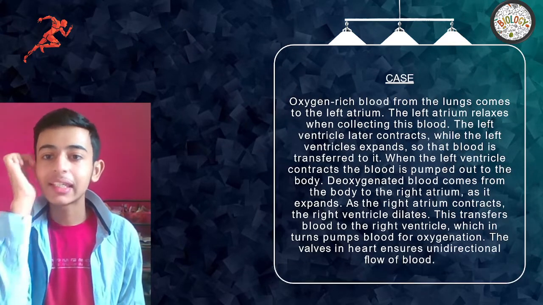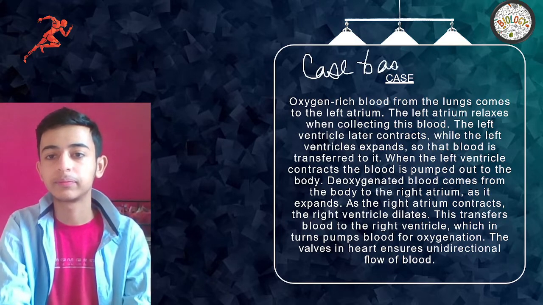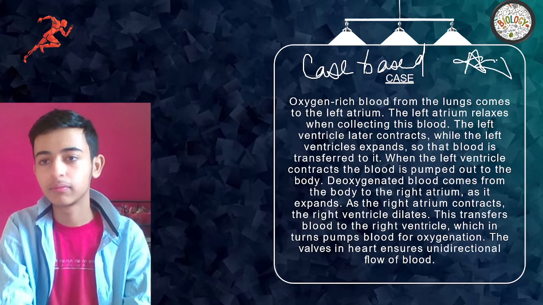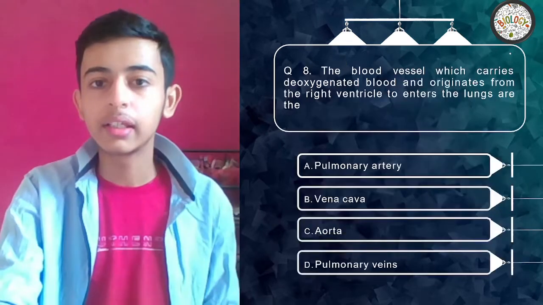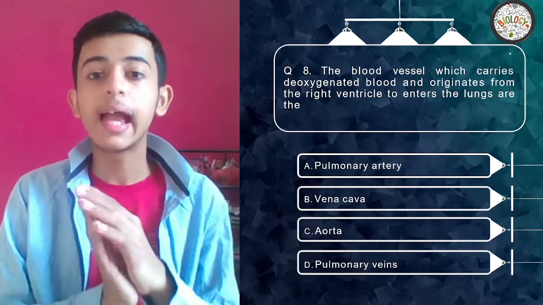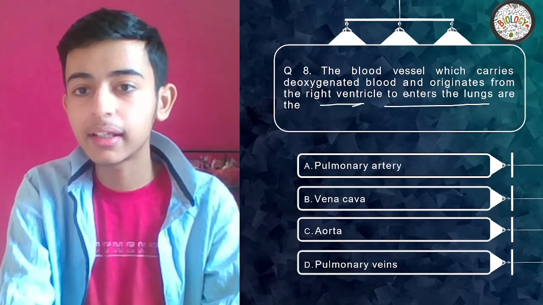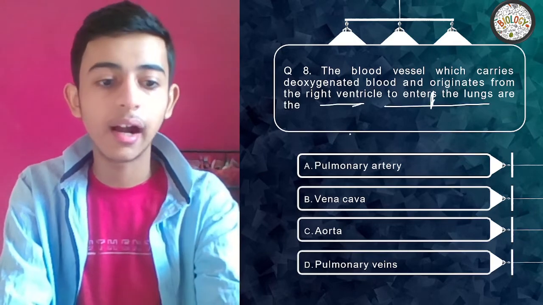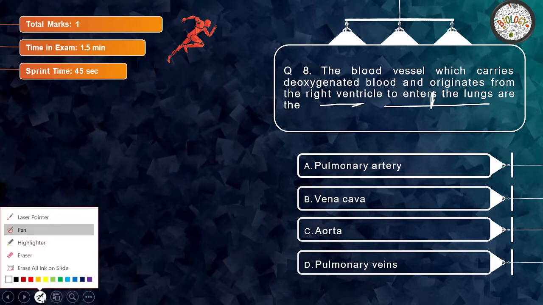Okay, we have a case study based question now. Case based, super important. Super important. So please pay attention now. First question says the blood vessel which carries deoxygenated blood and originates from the right ventricle to enter the lungs are the. Now pay attention over here, everybody. What the question is trying to say.